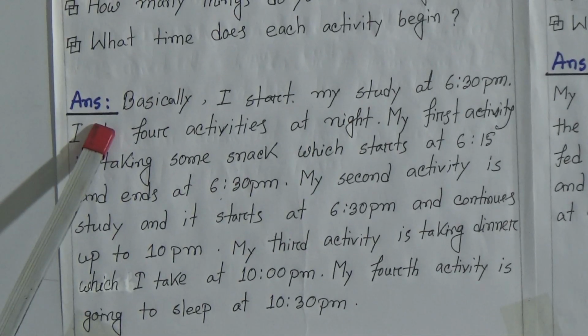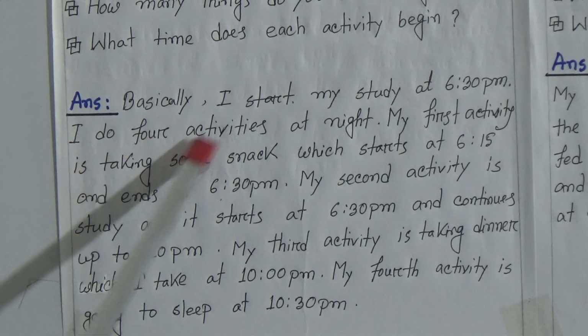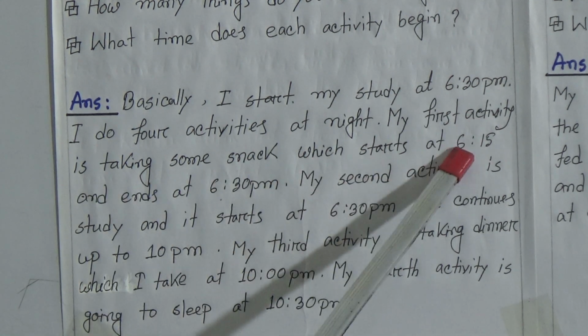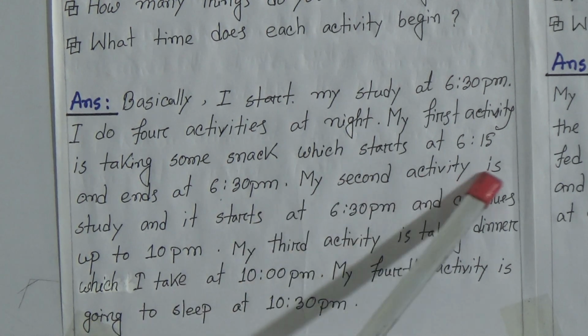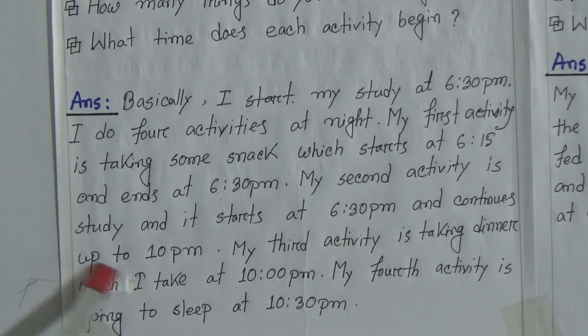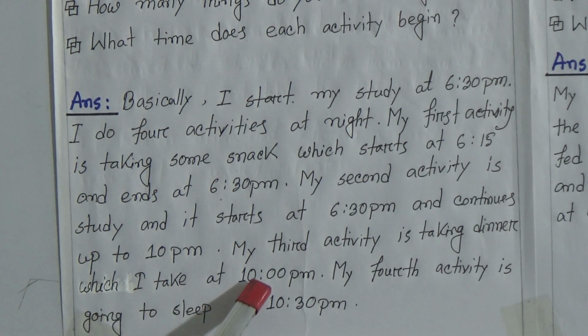Now we will answer all these questions. The answer is, basically I start my study at 6:30 p.m. I do 4 activities at night. My first activity is taking some snack which starts at 6:15 and ends at 6:30 p.m. My second activity is study and it starts at 6:30 p.m. and continues up to 10 p.m. My third activity is taking dinner which I take at 10 p.m. My fourth activity is going to sleep at 10:30 p.m. So this is the answer of CBQ 3.